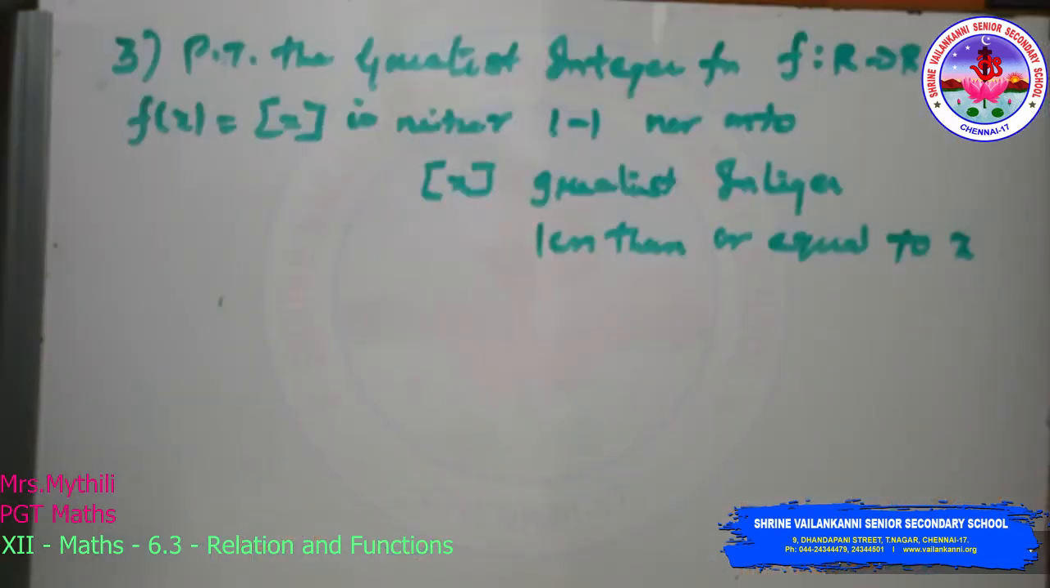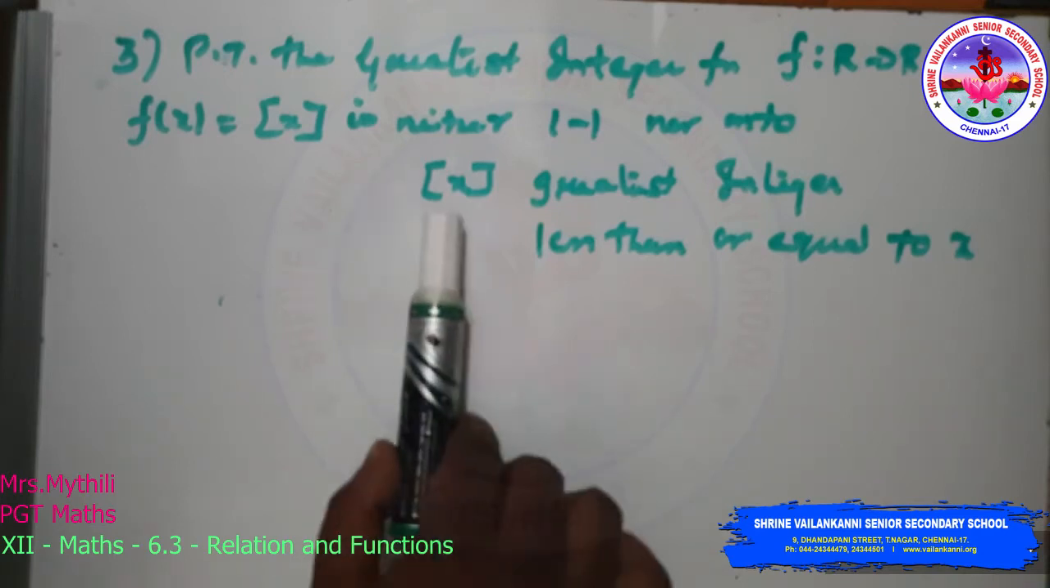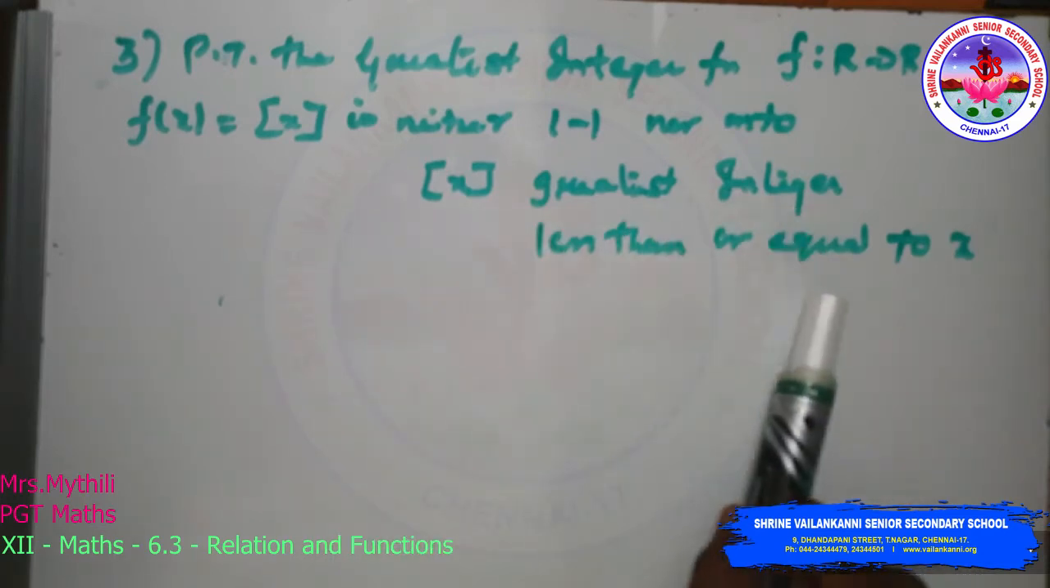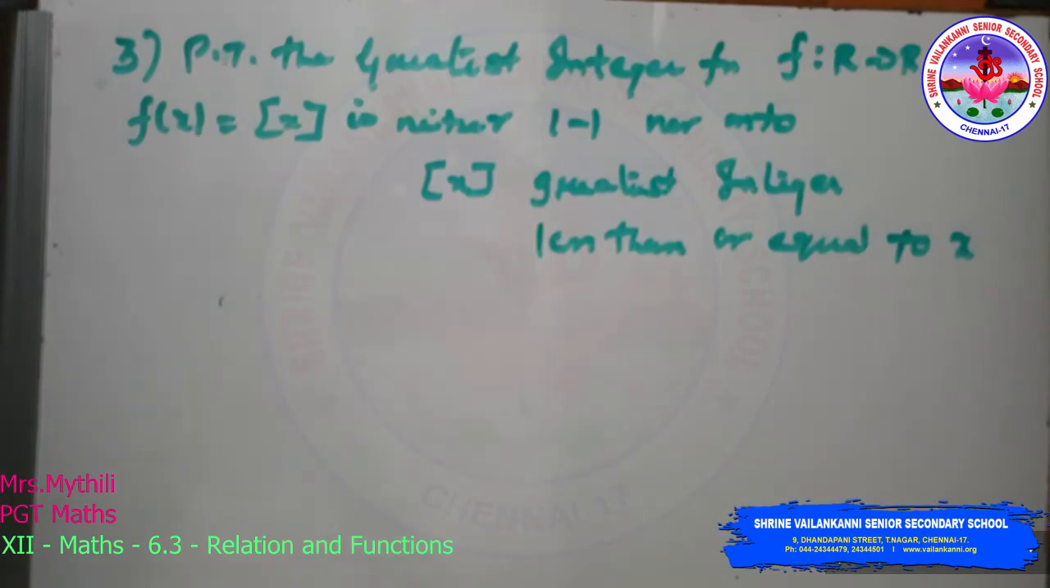Third question, prove that the greatest integer function f from R to R given by f(x) = [x] is neither 1-1 nor onto, where [x] denotes the greatest integer less than or equal to x.